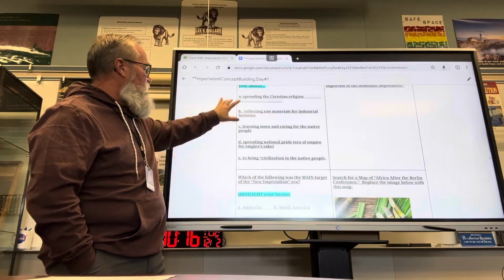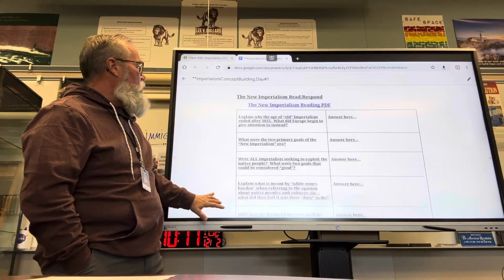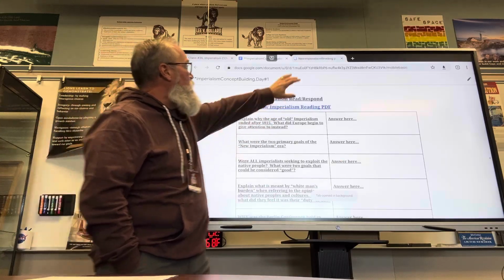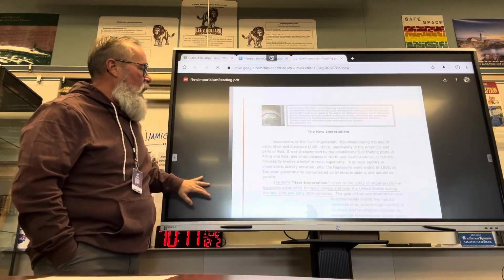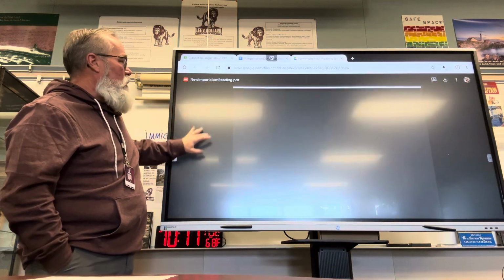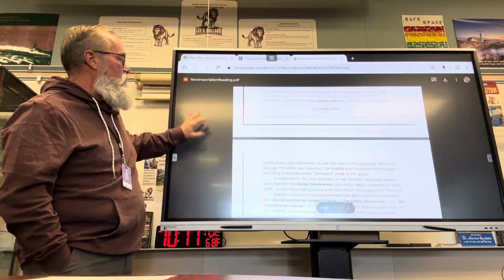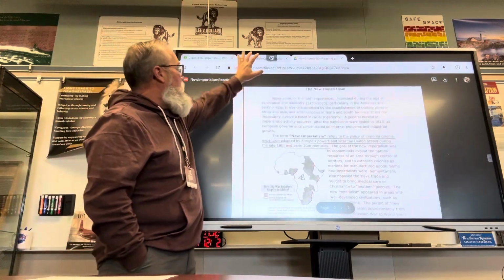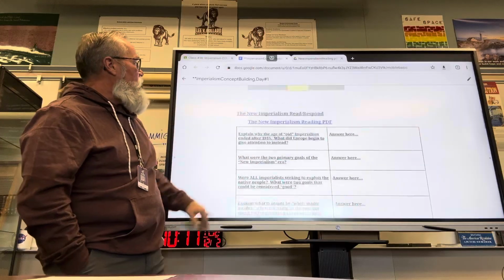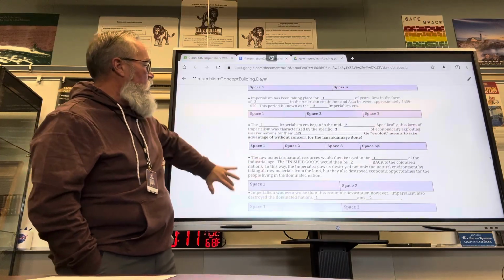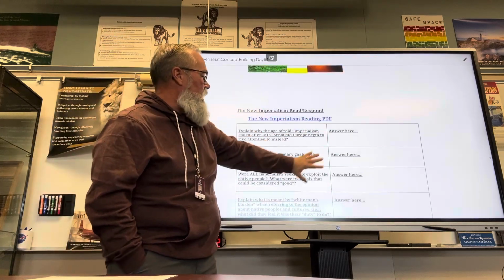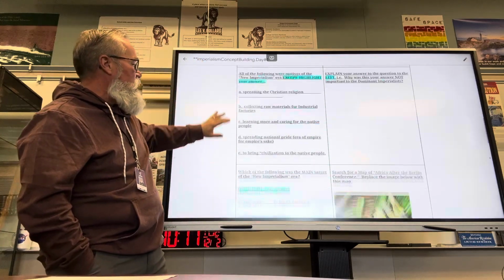So all of that needs to be done by using the new imperialism reading PDF. Open that in a new tab and you'll see it's not very long, guys. It's only 2 pages of reading. And in that 2 pages, you're going to find everything you need to answer these questions. Okay? So again, you should have the notes done already. Then you complete the pictures, and then you open up the PDF and answer all of these questions.